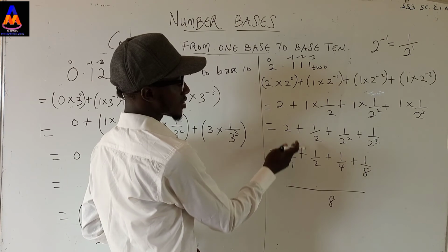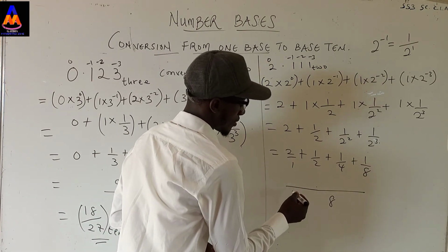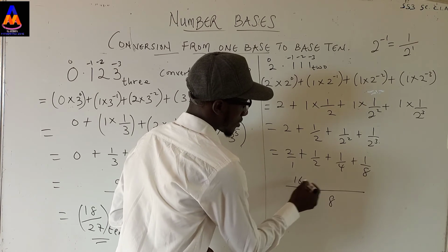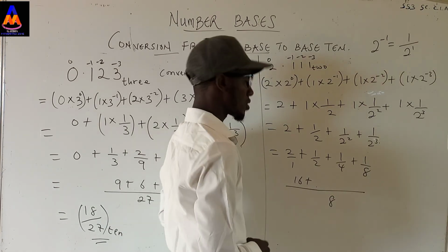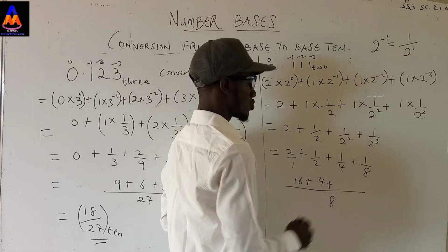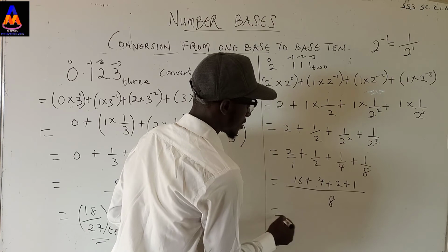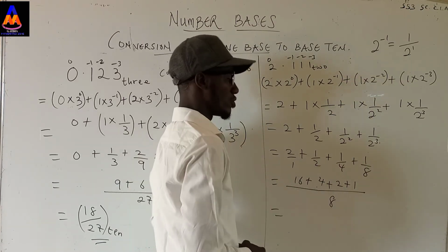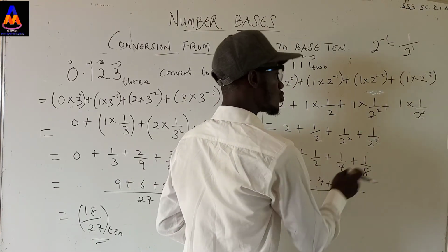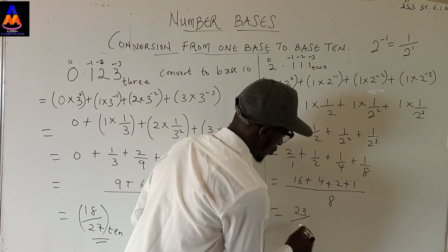Then of course this 8 times 2 is what? 16. Plus this is going to be what? 4. 4 times 1 is 4. Plus this is going to be 2. Then plus this is going to be 1. Then you have 16 plus 4, 20. Then plus 2, that's 22, plus 1, that's 23 all over 8.